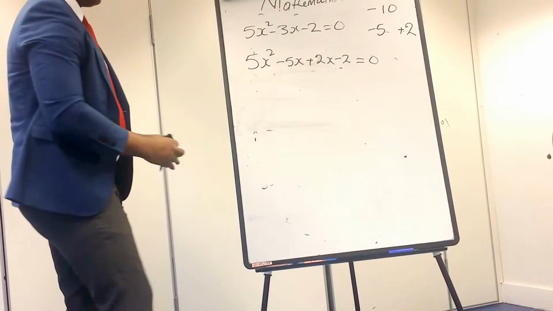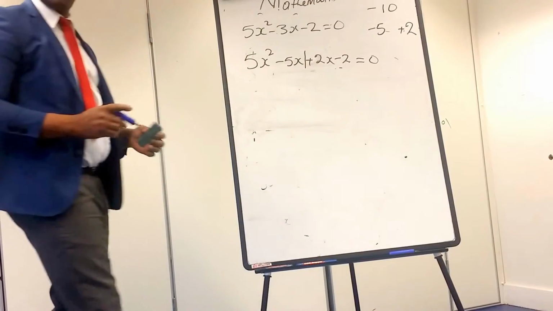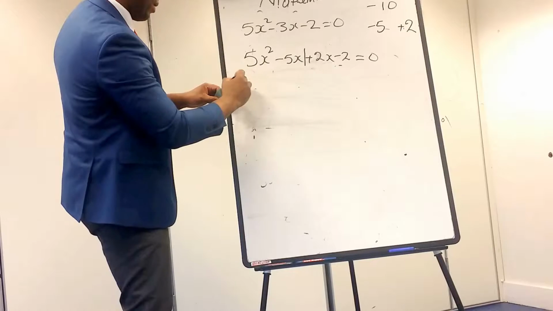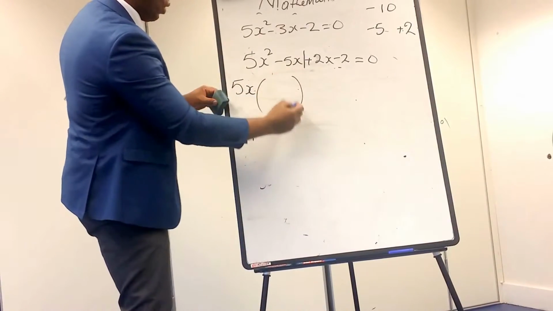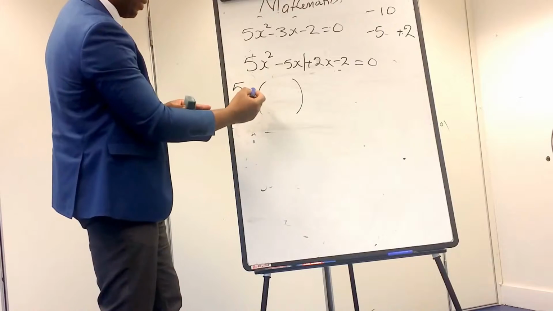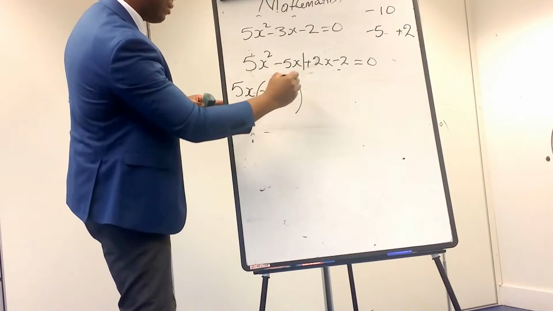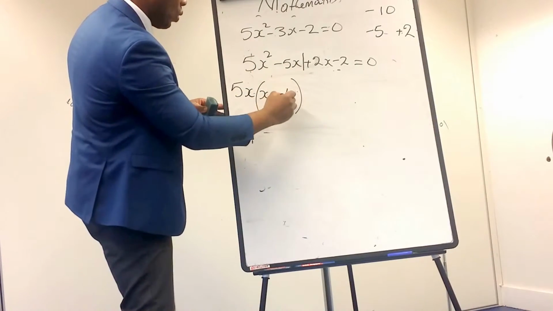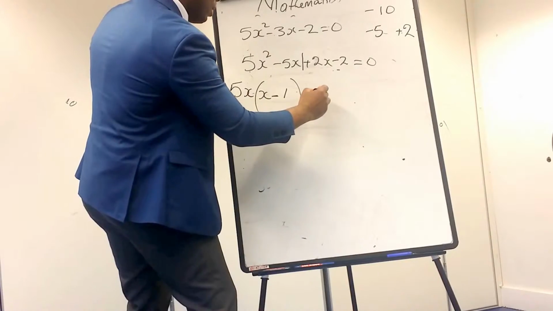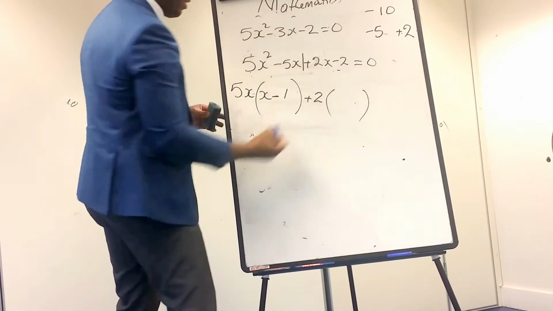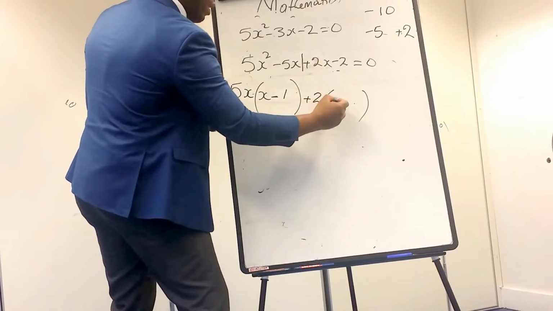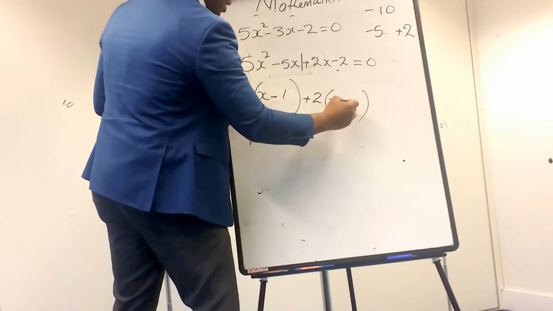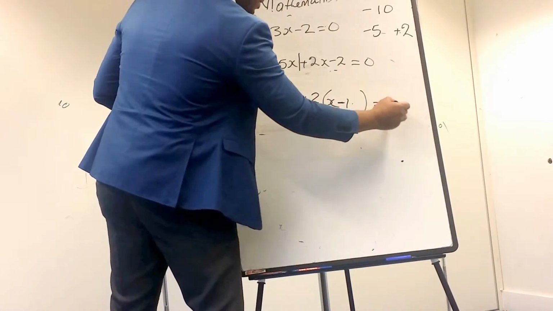Fantastic. Now let's factorize this section by section. So what's the highest common factor there? Highest common factor is 5x. So if we divide 5x squared by 5x, we are now left with x. And minus 5x divided by 5x, we will get minus 1. And let's use 2 as our highest common factor. So 2x divided by 2 is x, and minus 2 divided by 2 is minus 1. Very good. That's all equal to 0.